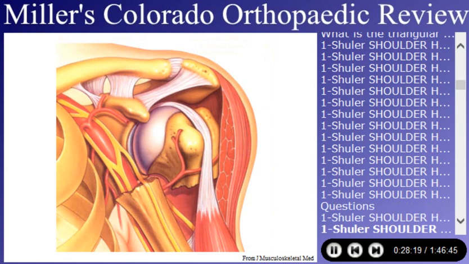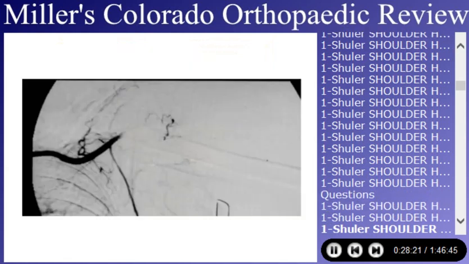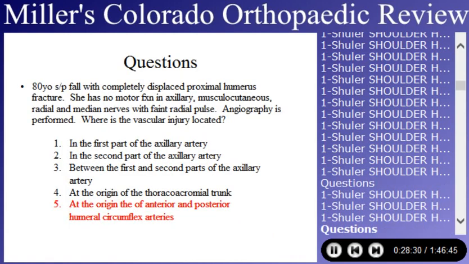And this is an example of a test question. Here's a true arteriogram. In the test question, and even though it didn't show up well, this is the humeral shaft and the humeral head is down here. 80-year-old, completely displaced proximal humerus fracture. Faint pulse, angiography is performed. Where is the vascular injury located? Well, where it's going to be most tethered. The origin of the anterior and posterior humeral circumflex arteries.